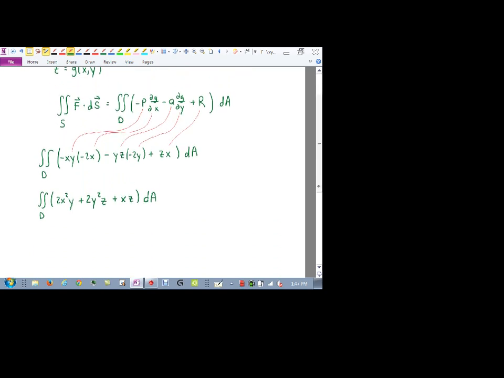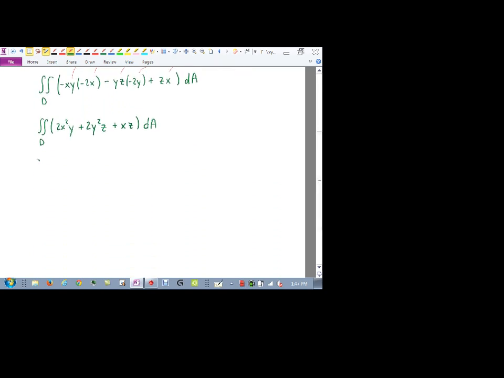So now what I need to do is replace all those z's with that. Double integral over D of 2x squared y plus 2y squared times, now replace z with 4 minus x squared minus y squared, and then plus x times z again, which is 4 minus x squared minus y squared, dA. I have everything in terms of x and y now, don't I?